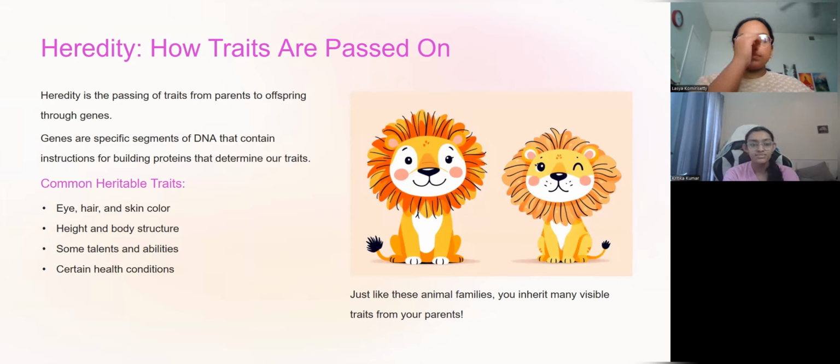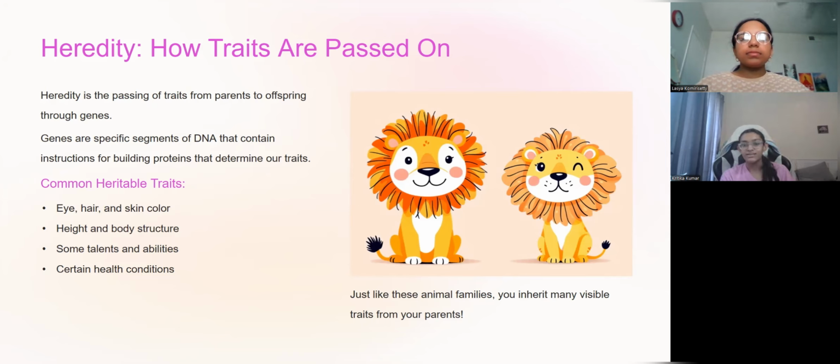So now some common heritable traits would be eyes, hair, and skin color, height and body structure, some talents and abilities, certain health conditions. Like, usually, if both of your parents have diabetes, you do have a high chance of having diabetes too later on in the future. That's why you should listen to your parents, kids. Okay?